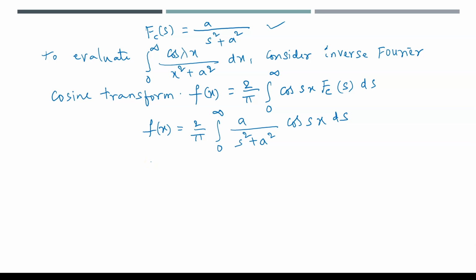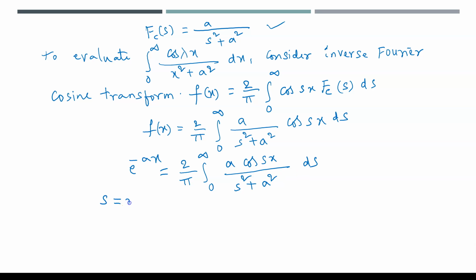Okay. Before that, we assign some value to x to get this integral. So here, before assigning a value, let us write f(x). f(x) equal to e power minus ax. So e power minus ax equals 2 by pi integral 0 to infinity a cos sx upon s square plus a square ds. Now put s equal to x and x equal to lambda.